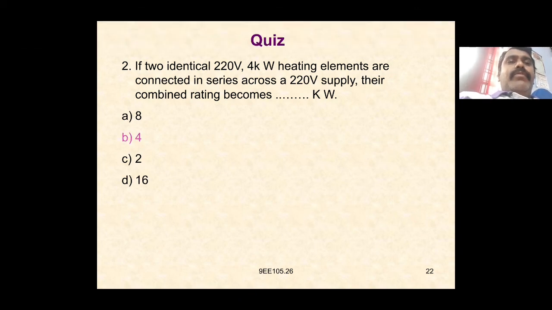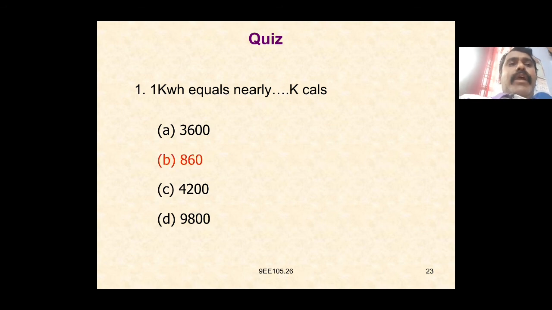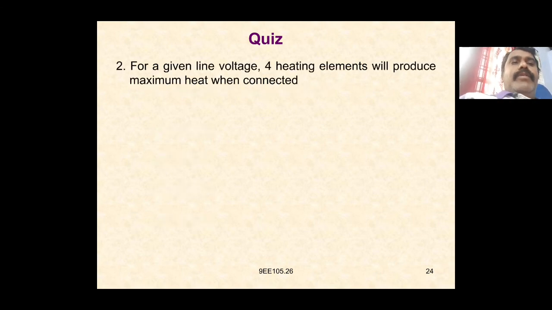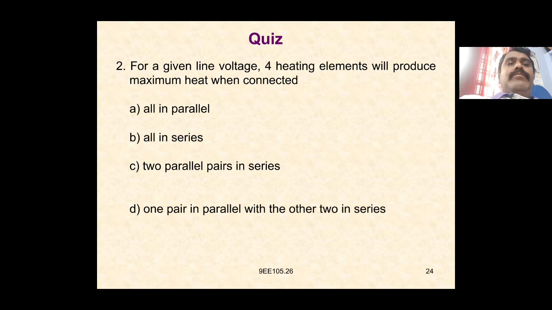Think of the 4 kilowatt. 1 kilowatt is equal to 860 kilocalories. So for a given line voltage, 4 heating elements will produce maximum heat when connected all in parallel. All in parallel.